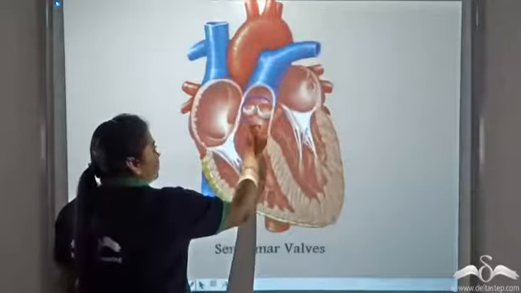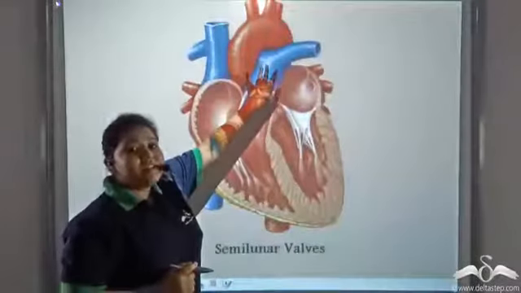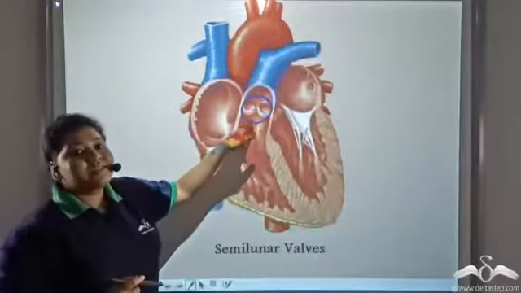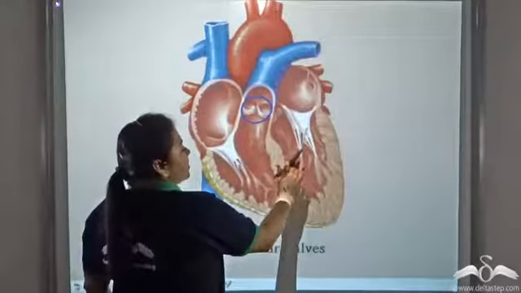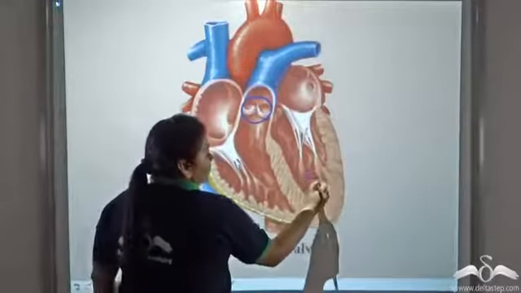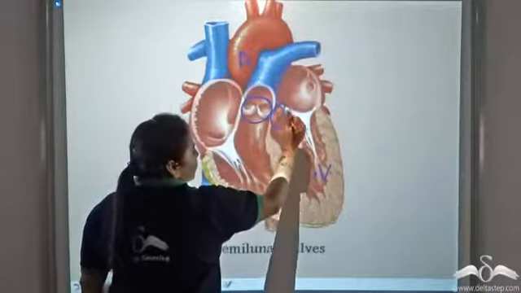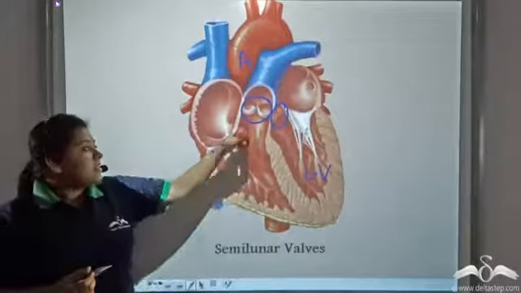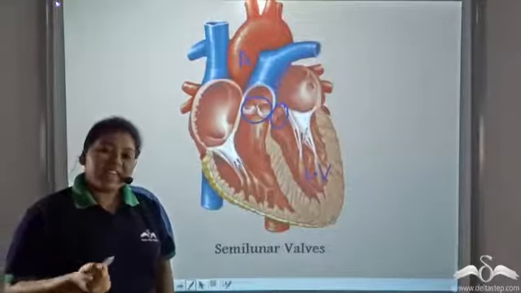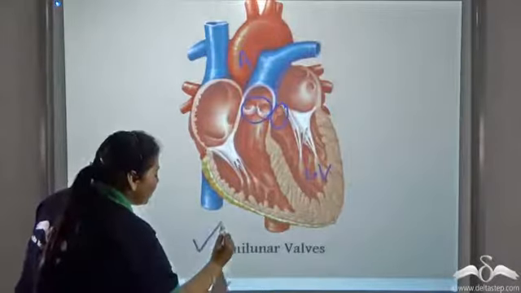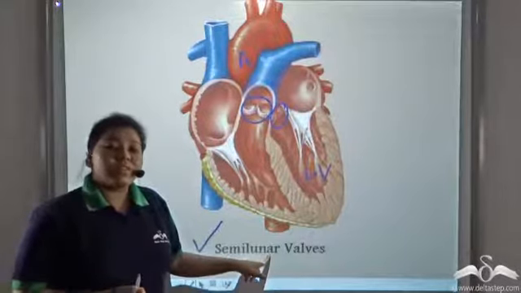See? At the junction of the right ventricle and the pulmonary artery is present this valve, and between the left ventricle and the aorta are present these valves. See, these valves look like half moons, and that is why they are known as semilunar valves. Semi means half, and lunar comes from the word moon.